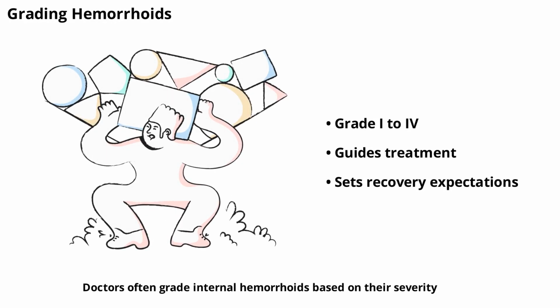Doctors often grade internal hemorrhoids based on their severity. Grade 1 hemorrhoids bleed but do not prolapse. Grade 2 prolapse with straining but retract on their own. Grade 3 prolapse and require manual reduction, while Grade 4 are irreducible and may require surgery. Grading helps guide treatment decisions and set expectations for recovery.